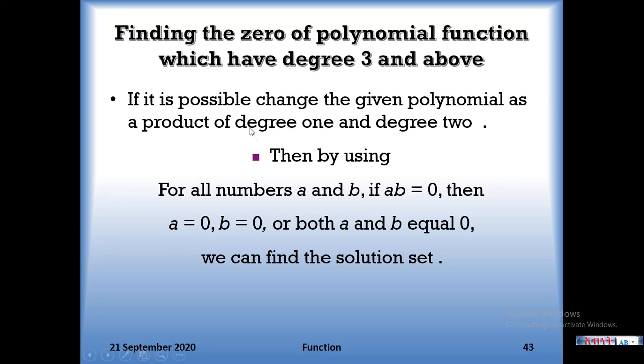degrees, for example degree 3 and above. If it is possible to write the given polynomial as a product of degree 1 and degree 2 factors, this is, by the way, the best. If it is possible, then we will use this: for all numbers a and b, if a times b is equal to 0, this means a is equal to 0, or b is equal to 0, or both a and b are equal to 0. We can find the solution set. So using this, we can find the solution set of a polynomial which has degree 3.